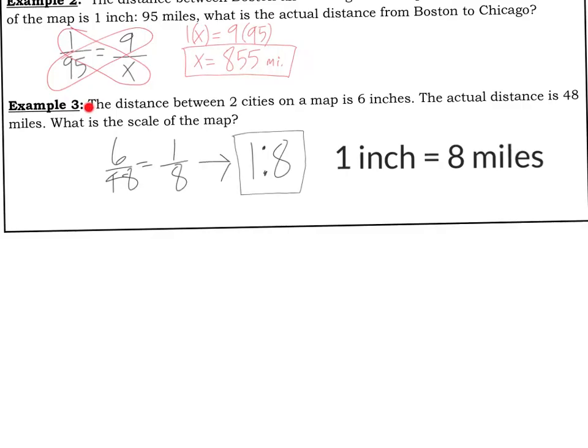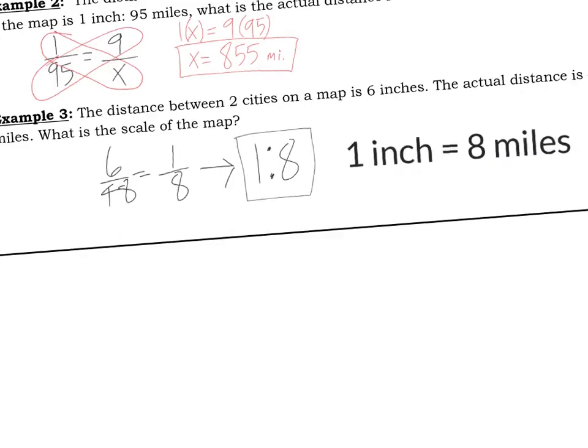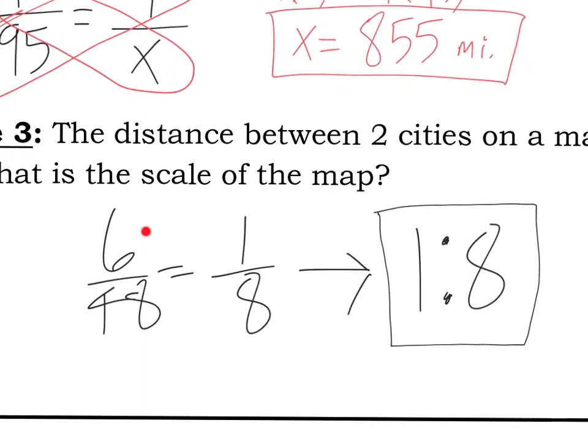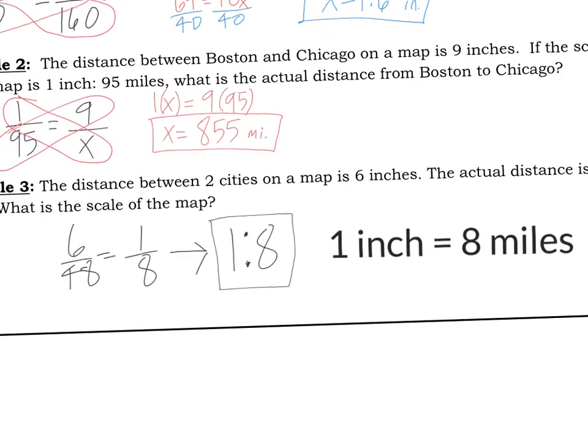On example 3, it says the distance between two cities on a map is 6 inches. The actual distance is 48 miles. What's the scale of the map? So like all the other ones, I just did the inches on top of miles. So I did 6 over 48. That fraction is going to simplify. You want to simplify these fractions. And so 6 over 48 is 1 over 8. And so to write it as a ratio, I just write 1:8. So in other words, that means 1 inch equals 8 miles.